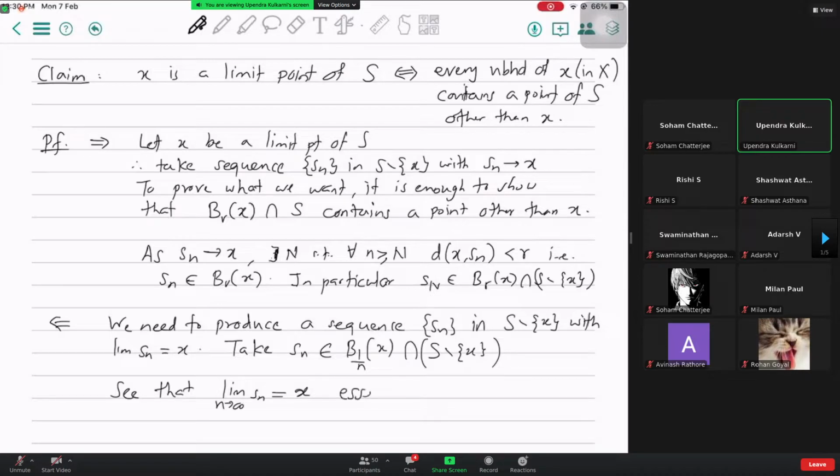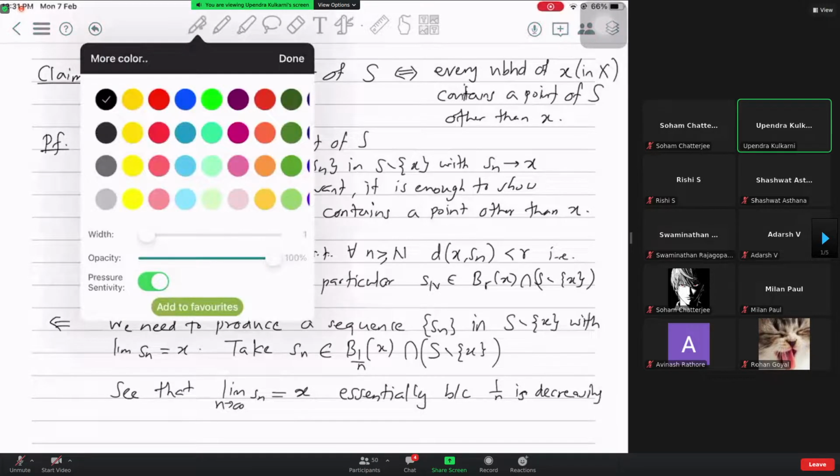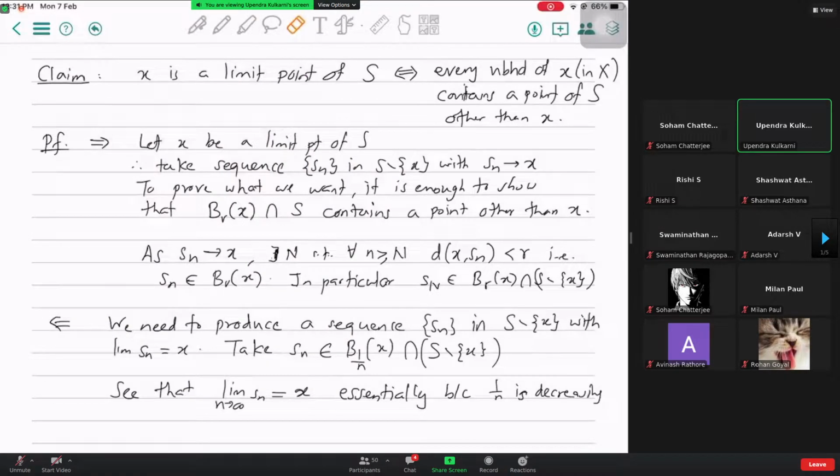Okay, perhaps I can say this essentially because 1/n is decreasing, or maybe even the decreasing part is not really essential. That's the point.